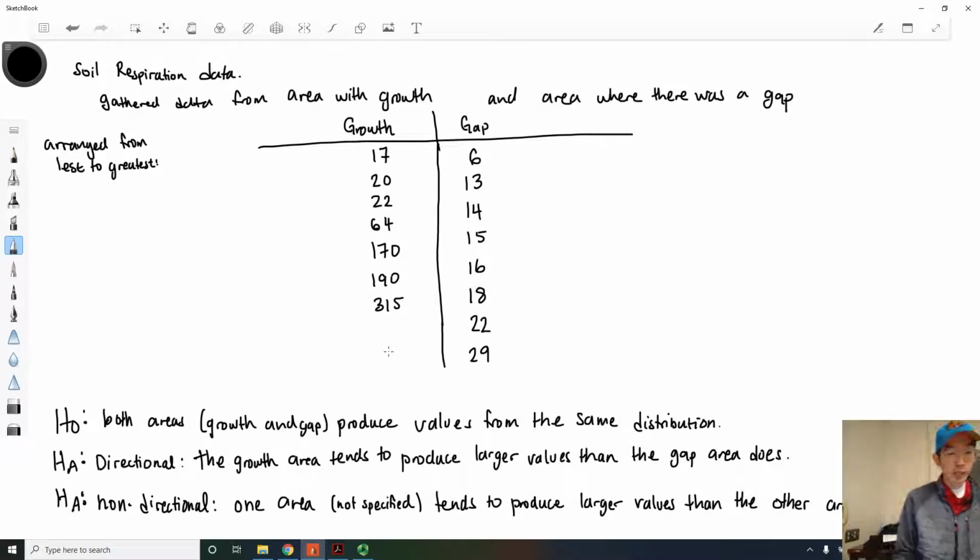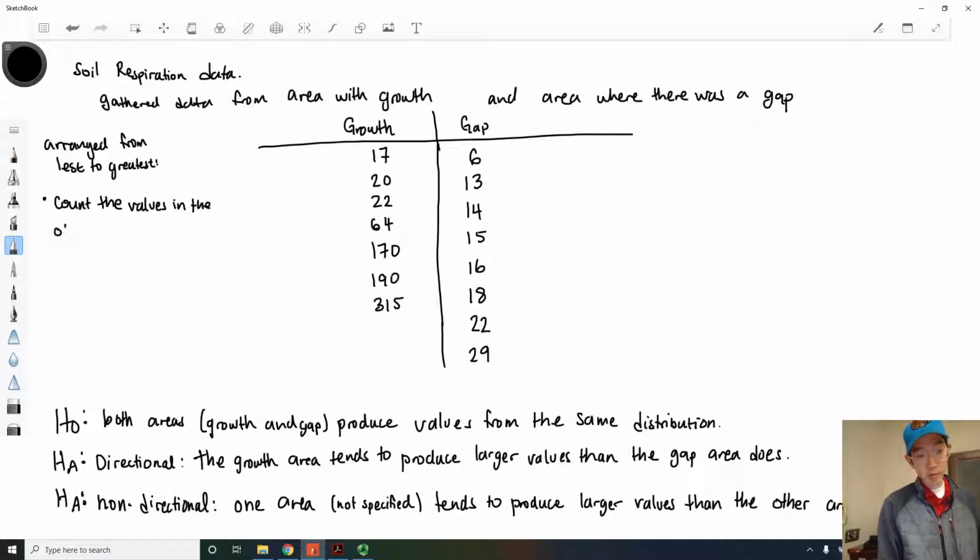All right, so what we do with our numbers is we count the values in the other column that are smaller than the current value, and ties are worth 1/2.